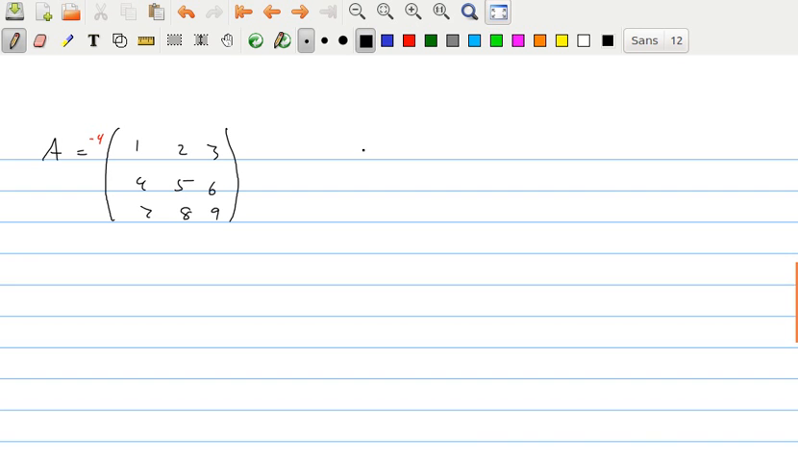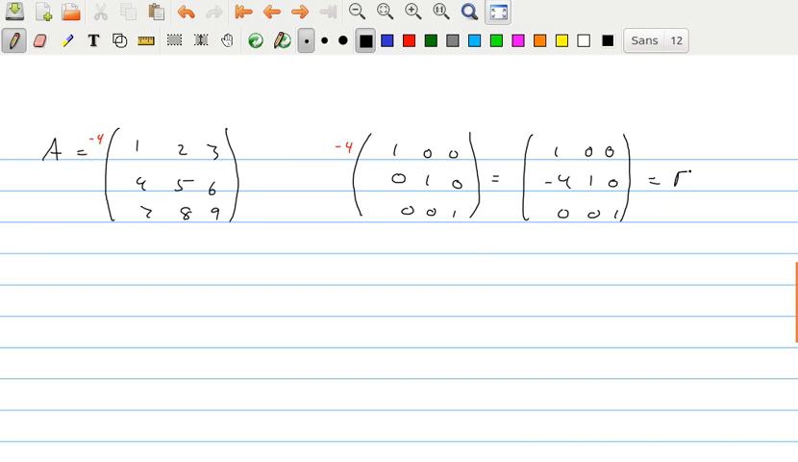So if I want to figure out my first elementary matrix, let's take the identity 1, 0, 0, 0, 1, 0, 0, 0, 1, and we'll do the same elementary row operation to the identity as we're doing to our matrix. So we're going to take -4 times the first row and add it to the second. So this gives us 1, 0, 0, -4, 1, 0, 0, 0, 1. This here is our first elementary matrix.